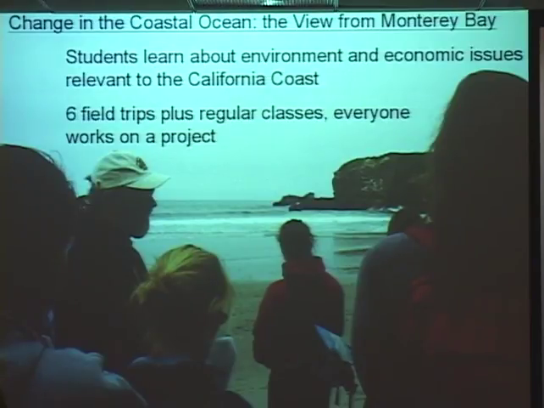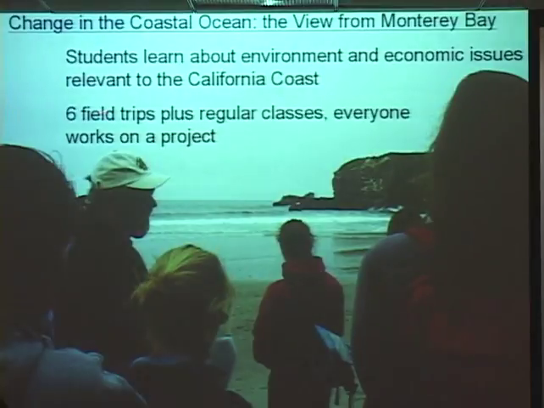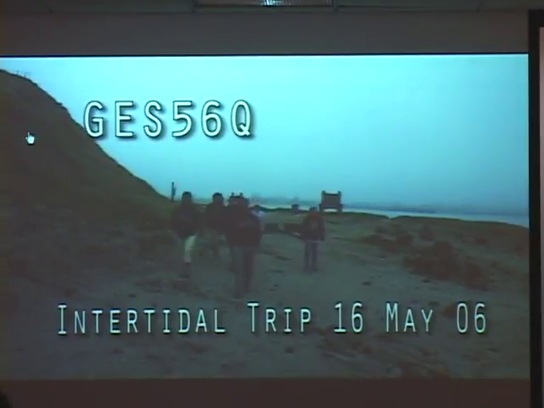So here's the class that's going on now. In this class, the main point is to impart knowledge and ways of thinking about environmental and economic issues that are relevant in the California coast. We have 6 field trips plus regular classes twice a week, and everybody does a project. That's the main structure. And so here we are. This is Tuesday morning.